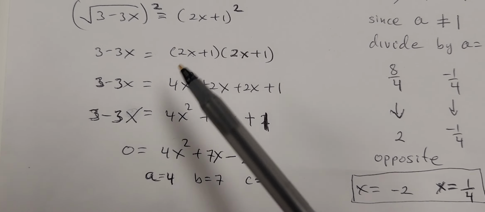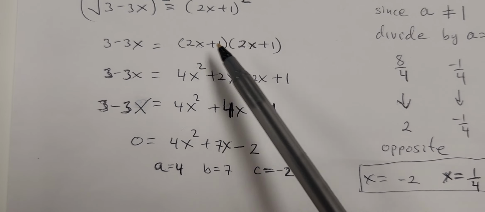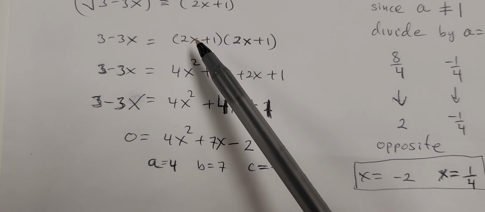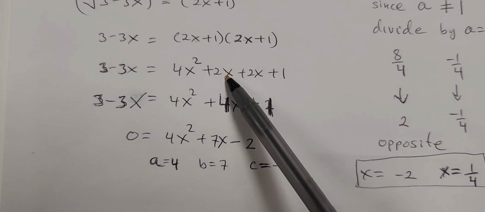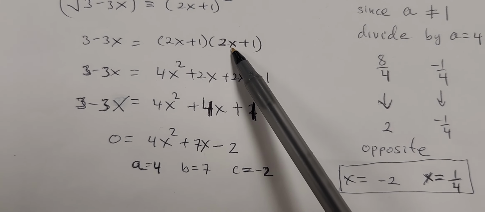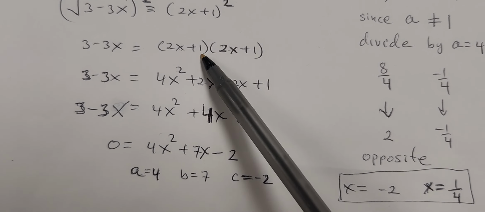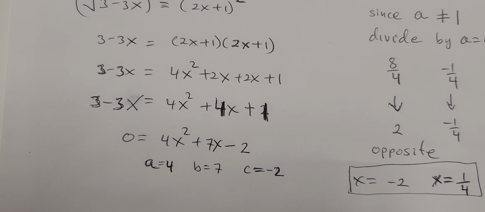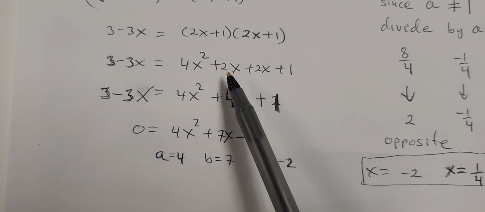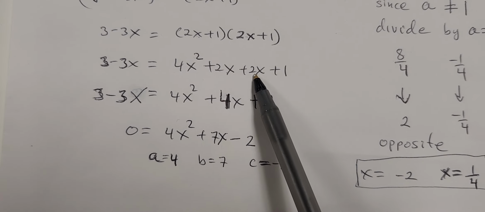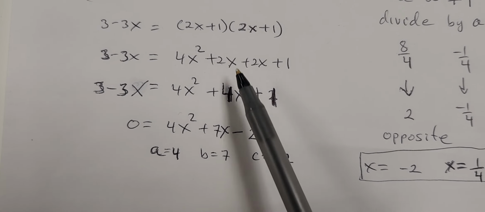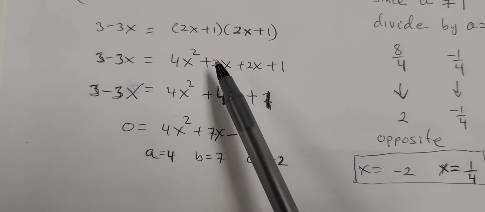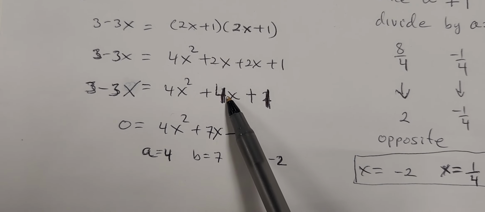After that, multiply. 2x times 2x gives me 4x squared. 2x times 1 gives me this 2x. 1 times 2x is this 2x. 1 times 1 gives me this 1. Next we combine like terms. This part right here, 2x plus 2x gives me this 4x, because these two are positive, so 2 plus 2 gives me 4.